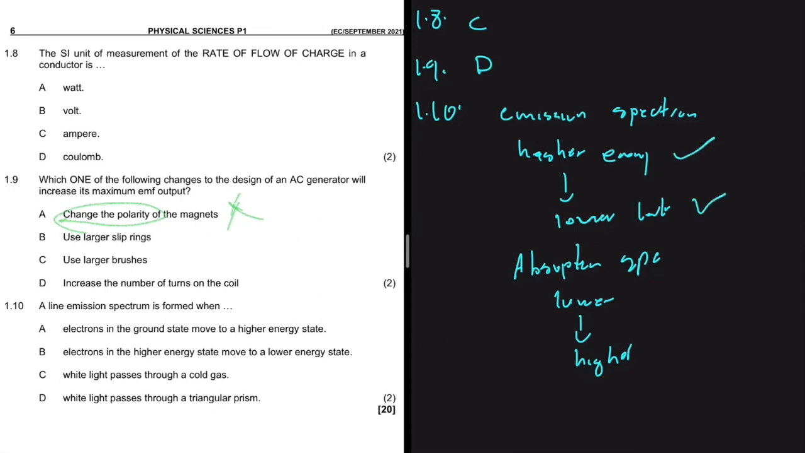Option A says electrons in the ground state move to a higher energy state. No, that's absorption, right? Lower to higher. Now we want higher to lower. And then B says electrons in the higher energy state move to a lower state. We don't have to go any further. That's what we're looking for.